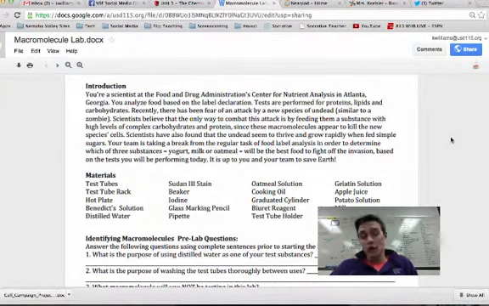You're going to use a whole slew of materials, and some of these you're not going to recognize, but you should recognize right now a lot of your basic equipment. Test tubes, test tube racks, hot plates, beakers, glass marking pencils, pipettes, graduated cylinders, test tube holders.